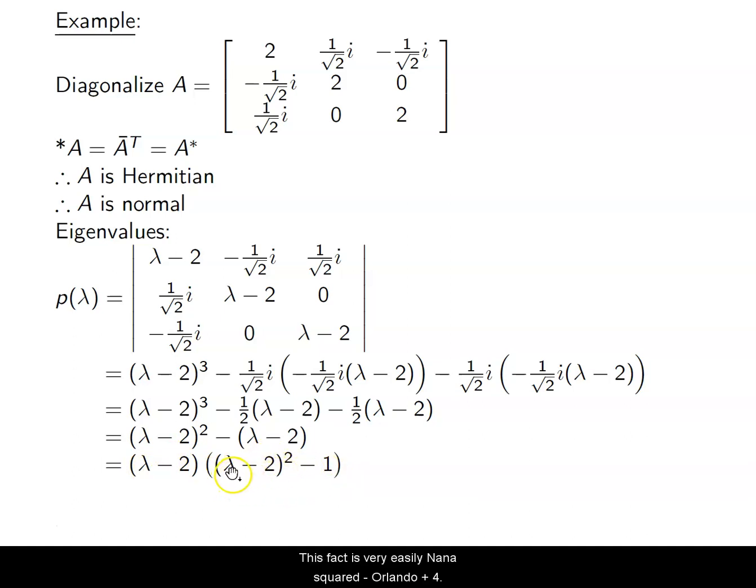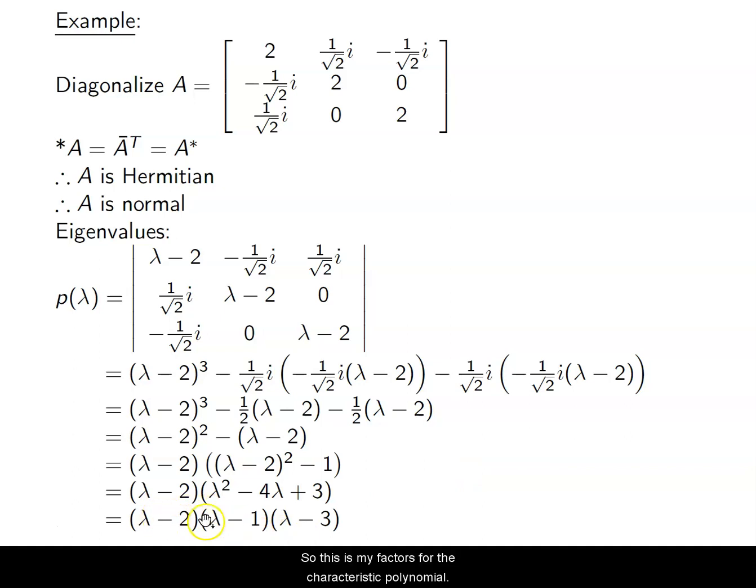This factors very easily. Lambda squared minus 4 lambda plus 4 minus 1 will give me a plus 3 at the end. And now this factors very easily to a minus 3 minus 1 to give me minus 4 in the middle. So this is my factored form for the characteristic polynomial, which gives me lambda equals 1, 2, and 3, in order from smallest to largest. So those are my eigenvalues.